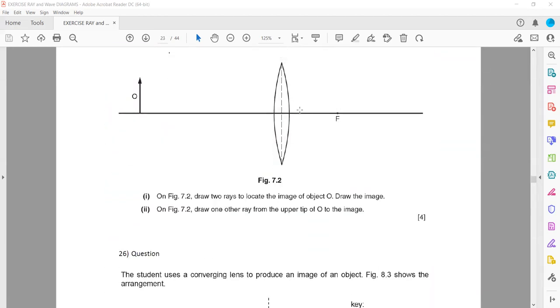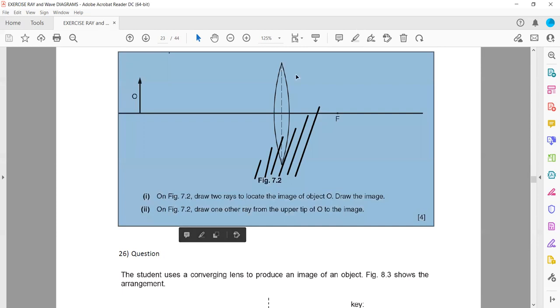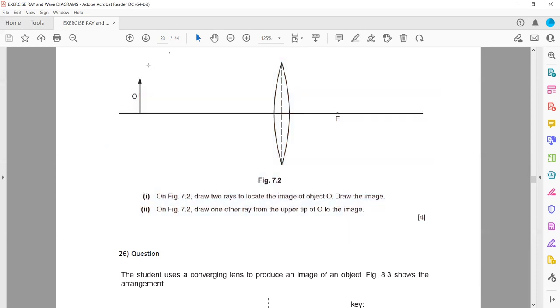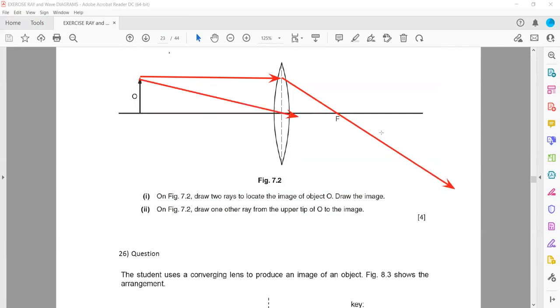On the figure, draw two rays to locate the image. So how to locate an image? First, the parallel light ray from the tip of the object, till the center of the lens, will pass through the focus. Then one through the center of the lens will pass straight. If the two light rays intersect by themselves, it means this image is a real image, because it is formed by the intersection of the two light rays.